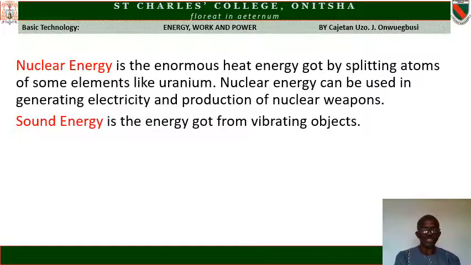Nuclear energy. Nuclear energy is the enormous heat energy got by splitting atoms of some elements like uranium. Nuclear energy can be used in generating electricity and also for production of nuclear weapons. Sound energy. Sound energy is the energy we get from vibrating objects. They enable us to hear, listen to sounds.